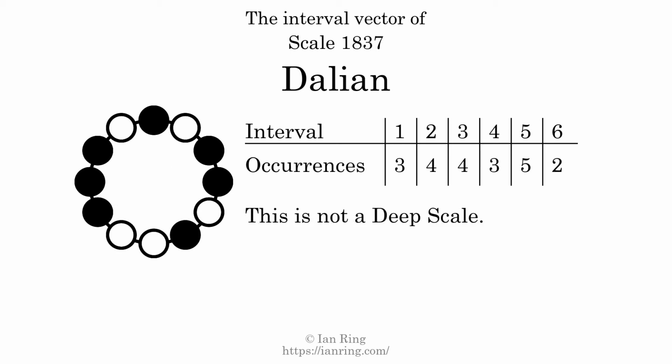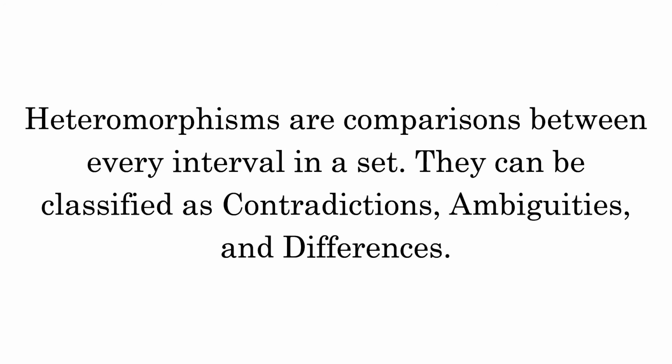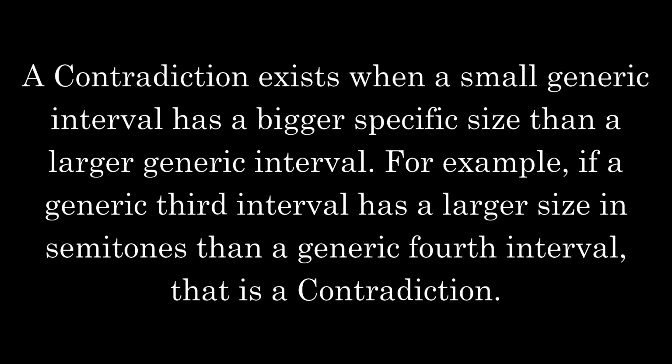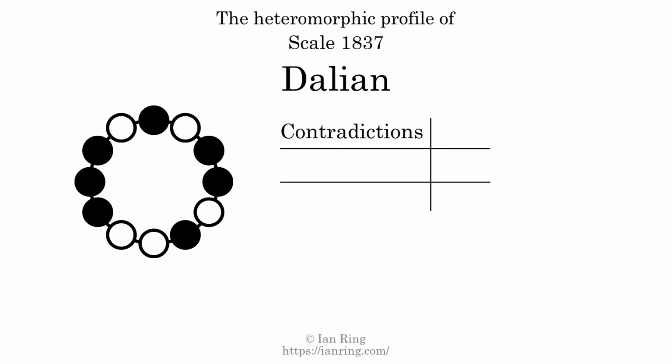Each interval does not appear in this scale a unique number of times, so this is not a deep scale. Heteromorphisms are comparisons between every interval in a set. They can be classified as contradictions, ambiguities, and differences. A contradiction exists when a small generic interval has a bigger specific size than a larger generic interval. For example, if a generic third interval has a larger size in semitones than a generic fourth interval, that is a contradiction. The number of contradictions in this scale is 4.